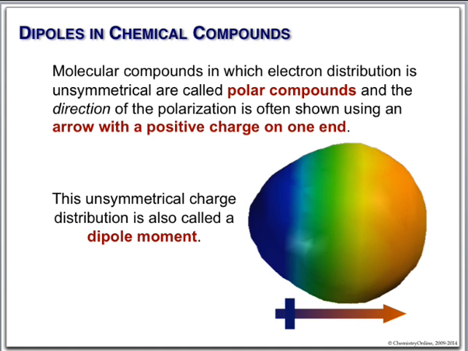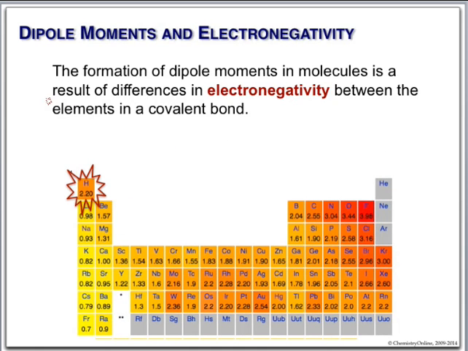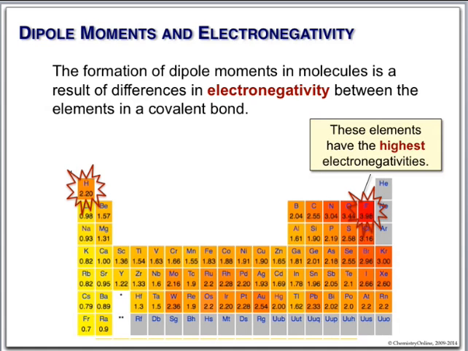Now, how can they get away with this? What causes this? It's a phenomenon known as electronegativity. It's a simple physical property. And all it does is describe how strongly an element attracts electrons towards itself.